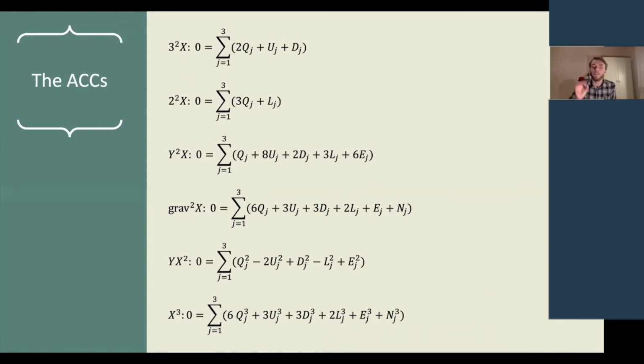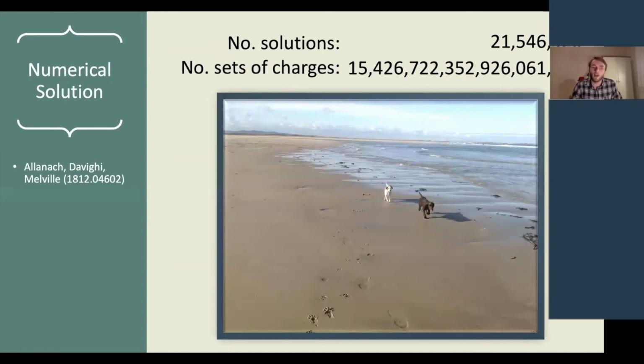But let's think about what's the first thing we would do if we were presented with these equations. Well, one thing we could do is simply scan through all possible sets of charges. So scan through every Q_j, U_j, D_j, L_j, and so on, from -10 to +10, and then just see which are solutions. This is exactly what Ben Allanach, Joe Davighi, and Scott Melville did almost 2 years ago. They scanned through those sets of charges from -10 to +10. That's about 1.5 times 10 to the 19 sets of charges, and they scanned through them in a clever way, which meant they didn't actually have to scan through them all.